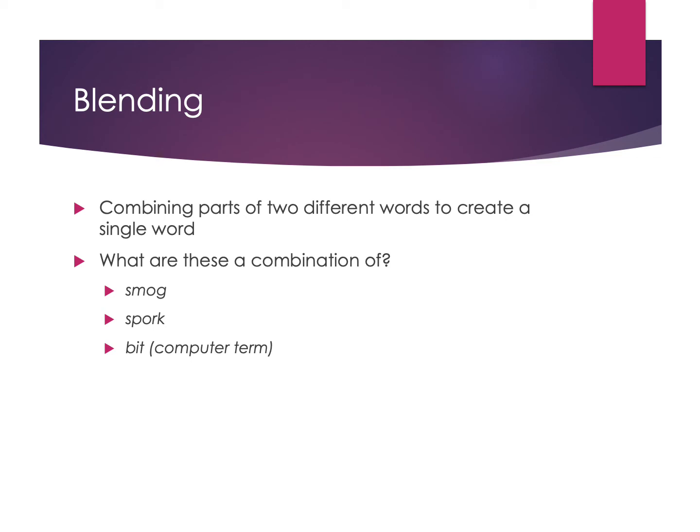Bit is probably not one that you knew was a blend. It's actually a blend of binary and digit, so you get bit out of that. And then from Napoleon Dynamite, things like liger, or also tigon. A liger would be a male lion and a female tiger. A tigon, switching the order, would be a female lion and a male tiger. So we have lots of examples of these. Something as simple as brunch, breakfast and lunch, would also be a blend where we're putting two roots together and just using portions of them.